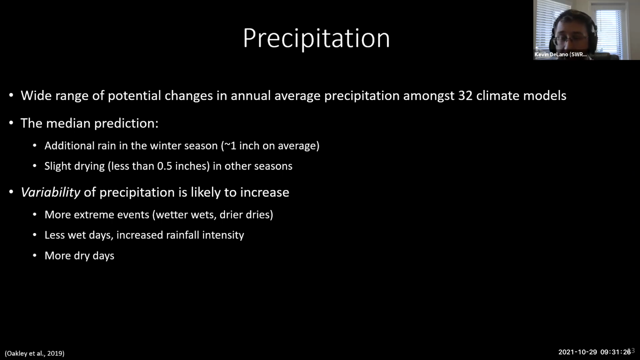Most importantly, the biggest change in precipitation is that the variability of when rain comes will increase. So we're looking at more extreme events, wetter wets and drier dries. It's a simple way to think about it. But that means that overall, the models predict that there will be fewer wet days each year. But those days that are wet will be wetter, so there'll be increased rainfall intensity on those fewer wet days. And if there are fewer wet days, then there are more dry days. That's the change in variability. So we'll get into both this amount of precipitation and also the variability next.